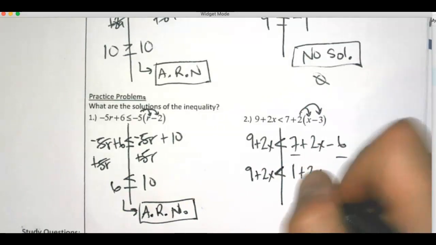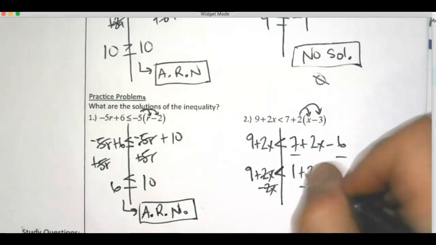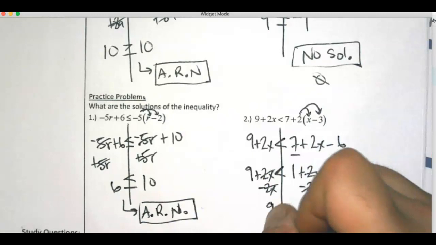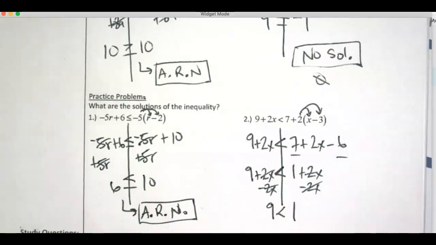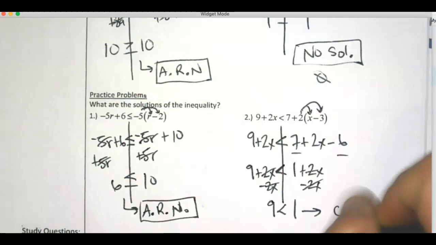Now I'm going to subtract 2x to move the variables together. And again, special case, right? They zero out. And I have this statement here, 9 is less than 1. Again, I would ask myself, is 9 less than 1? No, it's not. This is false. No solution.